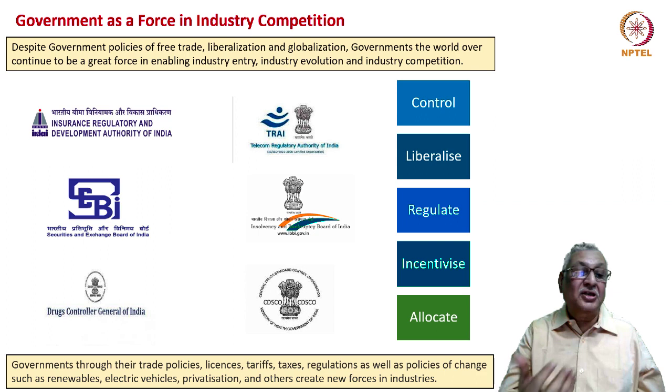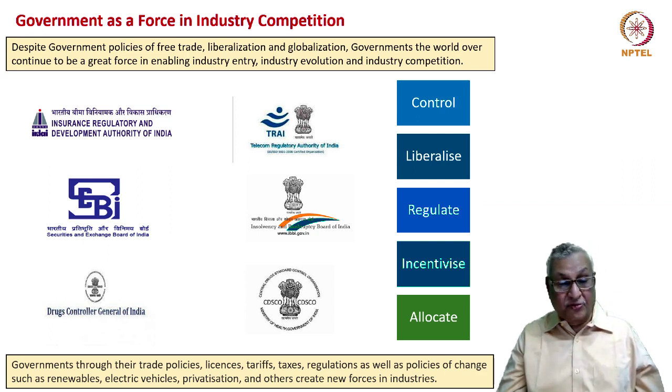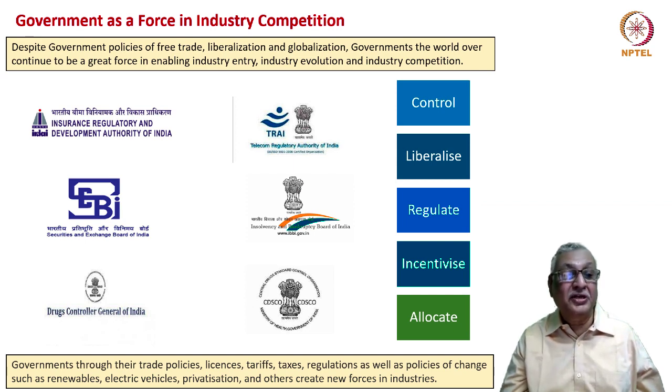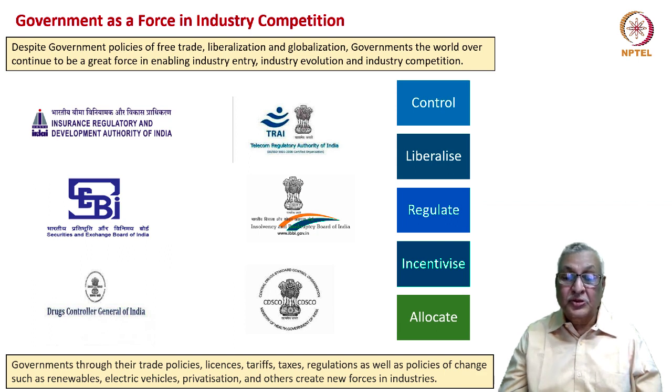For stock markets and capital markets, we have Securities and Exchange Board of India. For pharmaceuticals, we have Drugs Control General of India. For insurance, IRDA. For telecom, the telecom regulatory authority. For bad loans, Insolvency and Bankruptcy Board. And for drug standards, CDSCO. So every industry will have one regulator or the other. FSSAI for food. We have regulatory authorities which help.